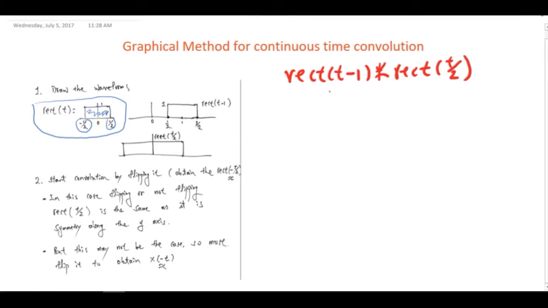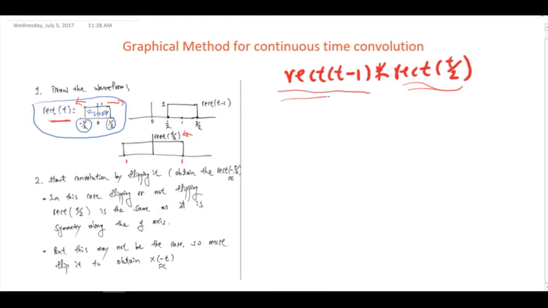When we are trying to find the convolution of these two, first we'd like to draw the waveforms. The waveform is quite simple. As I said, this is a rectangular function. Then for rect of t over 2, we are going to expand the function in this way. So we are going to have 1 and 1 here, and we've got rect of t over 2 here.